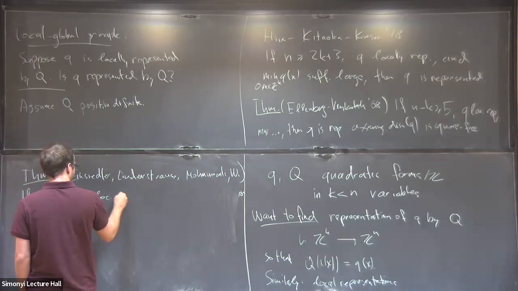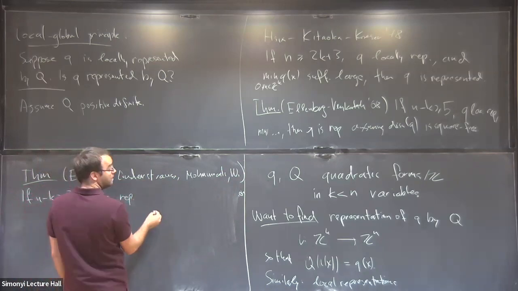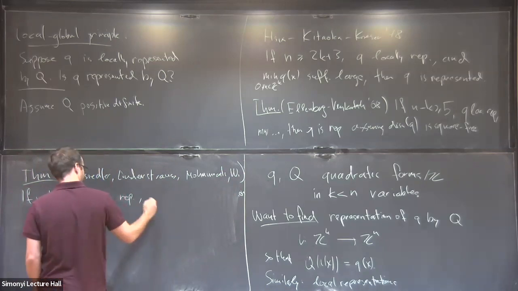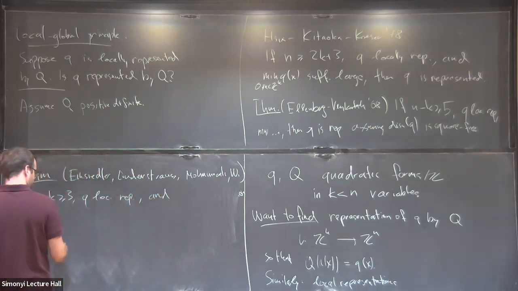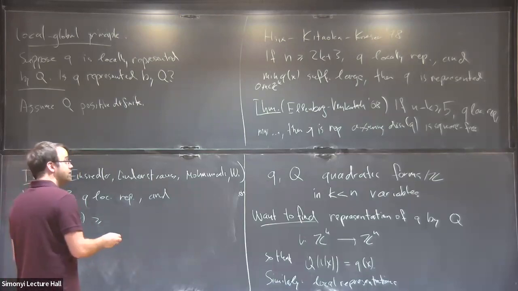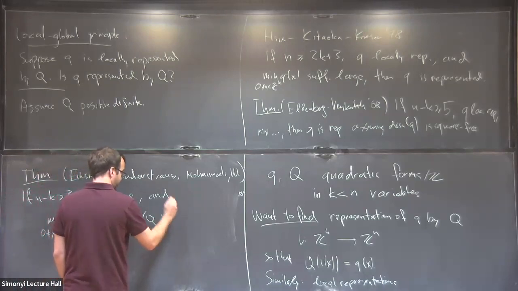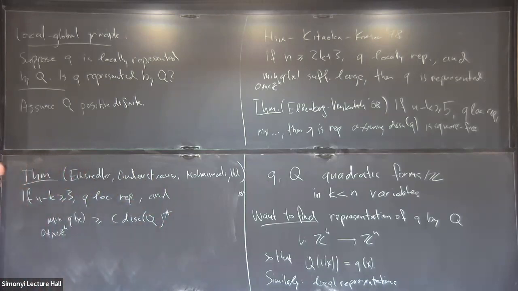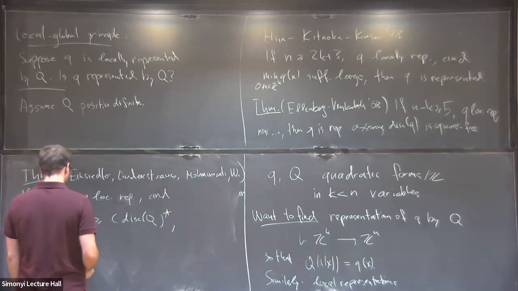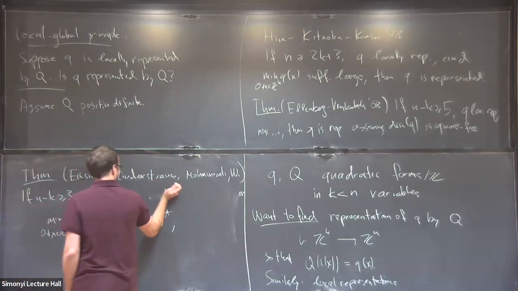And there's also something different, so let me write it. The minimum of the lattice Q is at least some constant times the discriminant of Q somehow. The discriminant is square free here maybe.